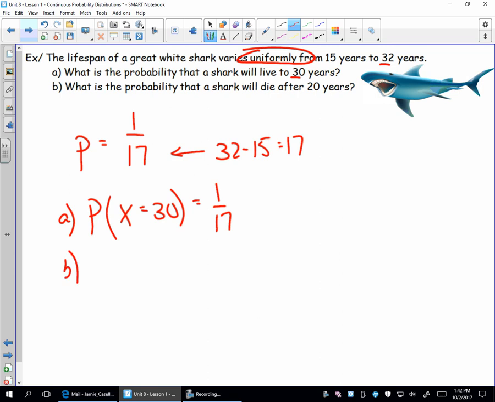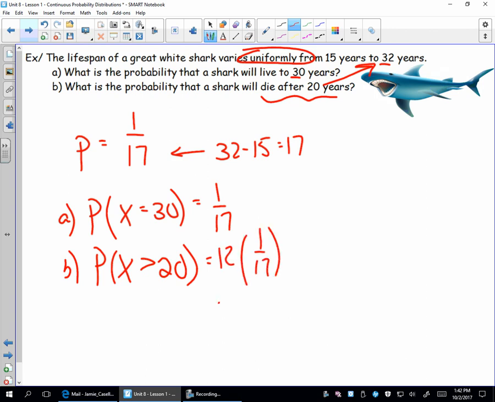Okay, what's the probability the shark would die after 20 years? So in other words, it lives to 20 or more. So we're looking for more than 20. How many different possibilities is that? Well, from 20 to 32 is 12 possibilities. Each has 1 in 17 chance. So 12 out of 17.